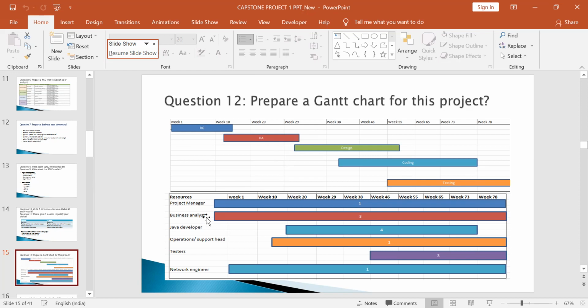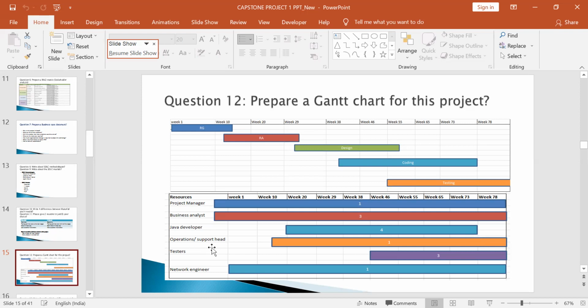The next Gantt chart that we can prepare is resource based on the project. See the resources we have here. The project manager starts from week 1 to week 78, when he started the project and when he ended it. The business analyst is the main person, right? So he will start from week 1 to week 78. And the Java developer started from the 19th week to week 77.